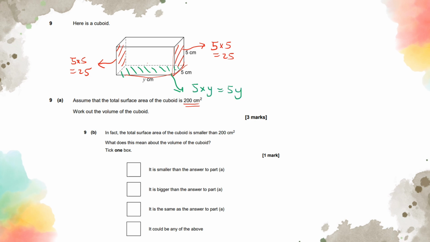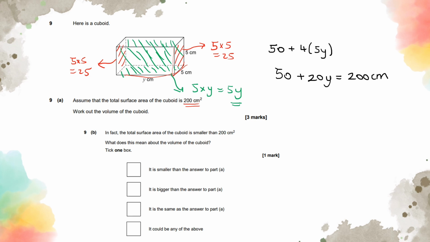And you've got the top, the back and the front, that's the same. So you've got 1, 2, 3, 4 of this, 5y. Okay, so we've got 25 and 25, that's going to be 50, plus we've got 4 lots of 5y. So 50, 4 times 5 is going to give you 20. 50 plus 20y is going to give you 200 centimeters squared.